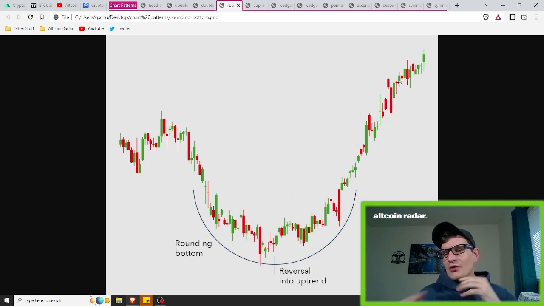Now, I don't know if you guys have really heard of this one very much. It's not too mainstream, I guess you could say. But realistically, it is here. So this next chart pattern I've got for you guys is the rounding bottom pattern. It's typically a pattern that can signify both a continuation or a reversal, you guys.